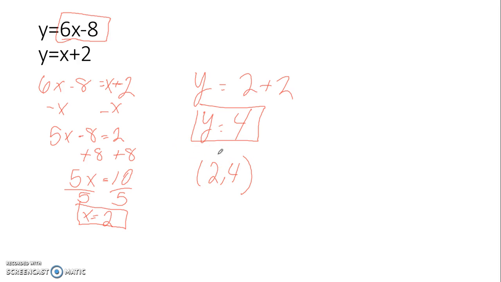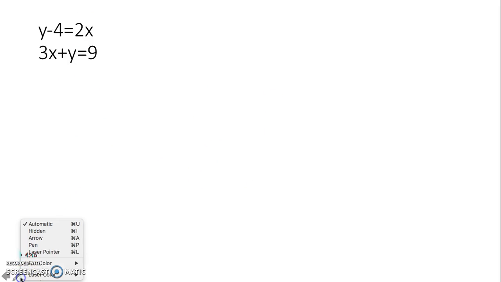Let's take a look at another example. Okay, so this one we have y minus 4 is equal to 2x, and 3x plus y is equal to 9. Once again we're going to be looking for a coefficient that has a 1 or a negative 1. So I'm saying y minus 4 is equal to 2x, so here's our 1. Or 3x plus y is equal to 9. Or we could pick this one. It doesn't matter which one you choose. So let's just work with the top one because it's the top one.